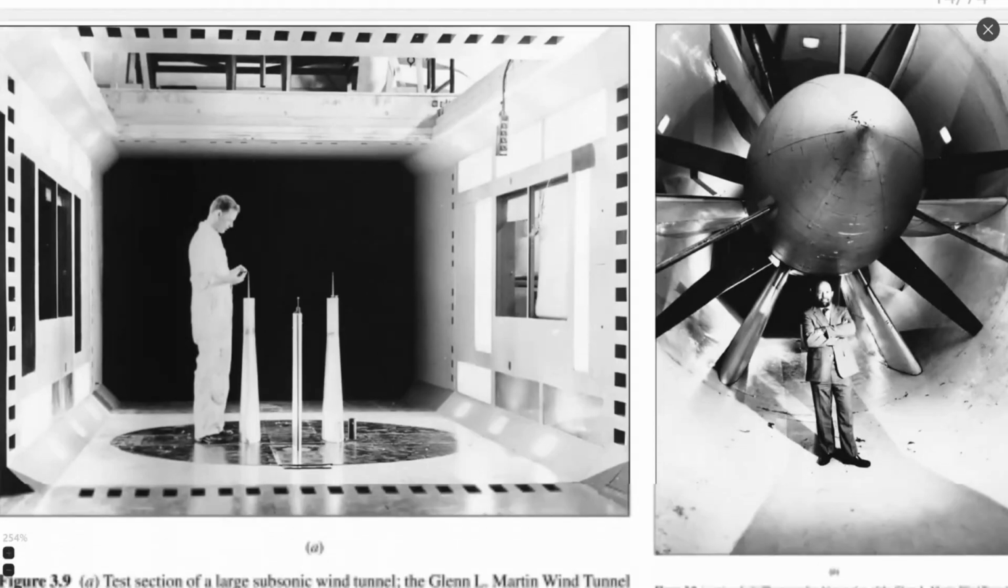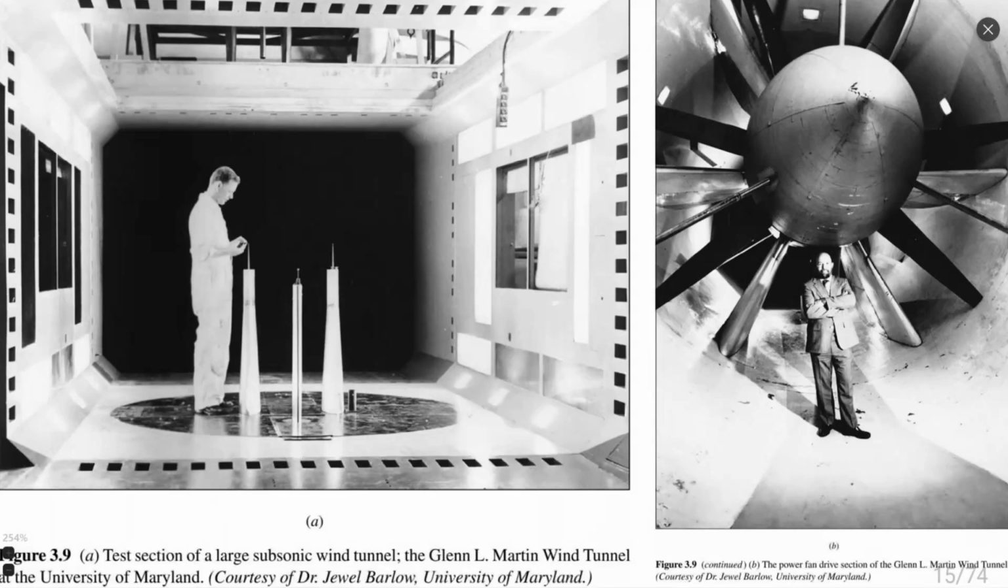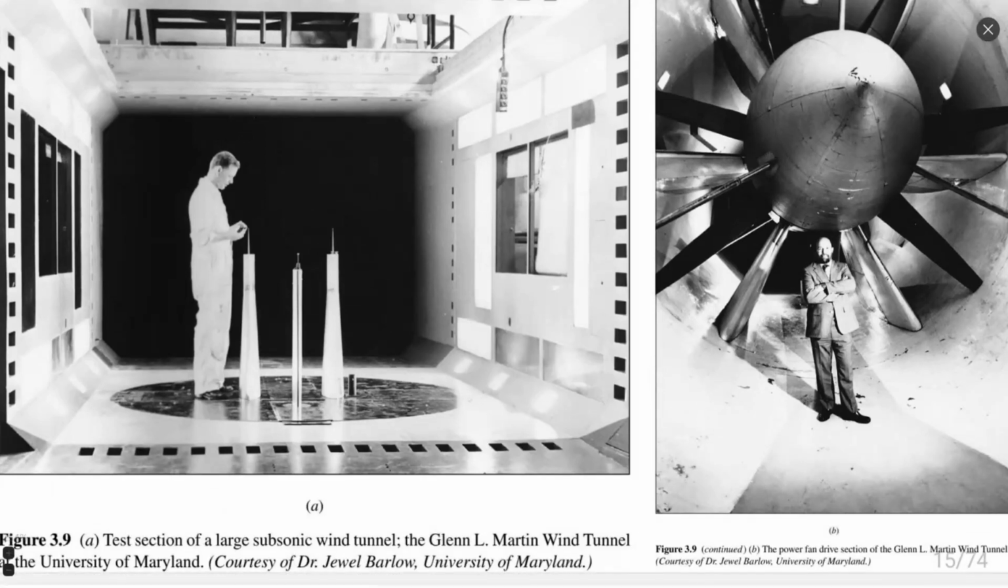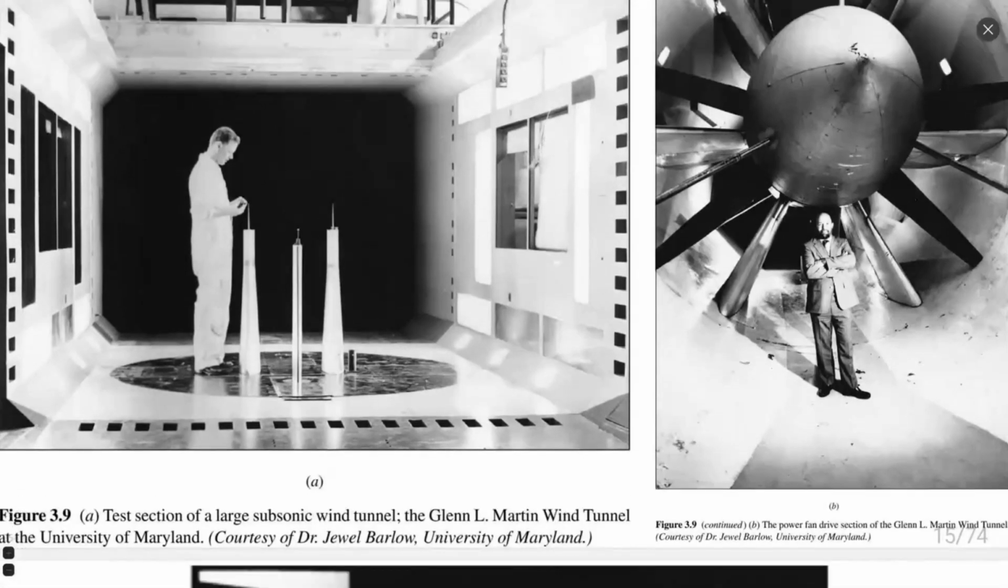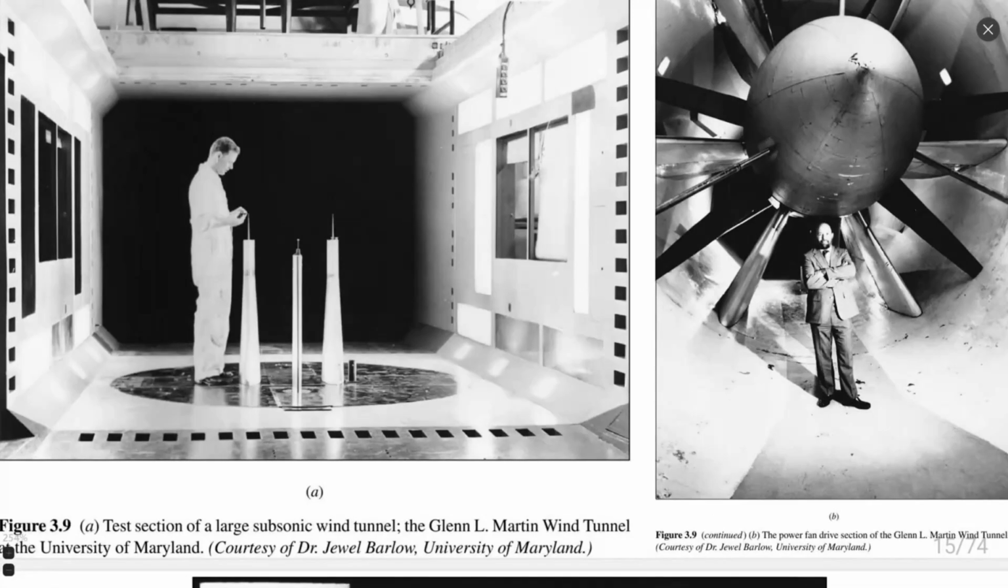As an example, here is a test section of such a tunnel in the United States, at the University of Maryland, in picture A, and in picture B is the turbine part. Okay, test section and turbine, quite big, and this turbine is quite efficient as well, so it does not require so much power as we might imagine.